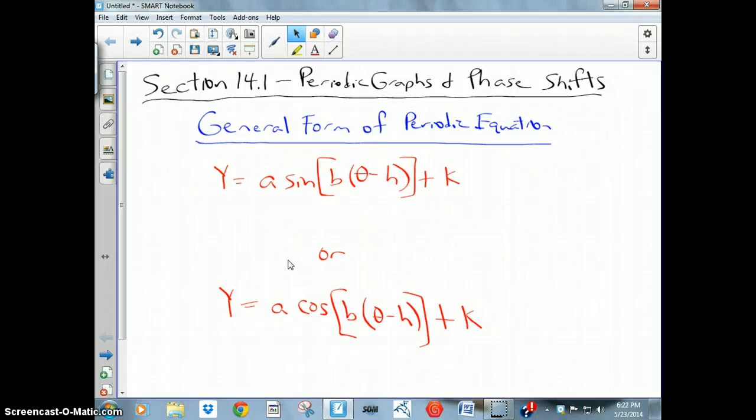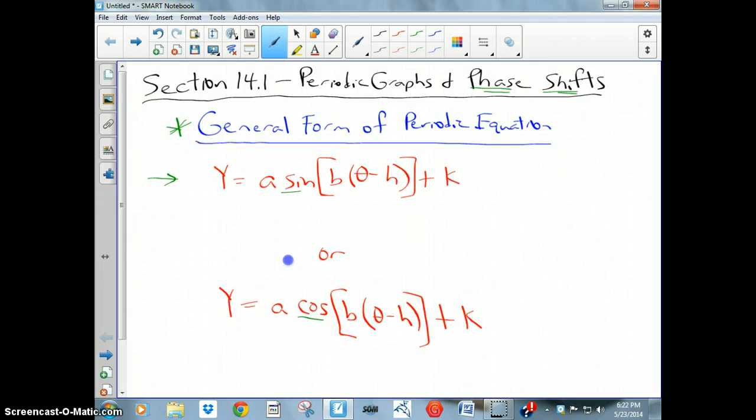The last topic that we're going to cover in section 14.1 deals with periodic graphs and phase shifts. Now in the last video lesson on vertical shifts, I did talk about phase shifts just briefly, but this video will now show you how to use them to graph. Recall, the general form of all periodic equations is either y equals a sine b theta minus h plus k, or the same equation with cosine in it.